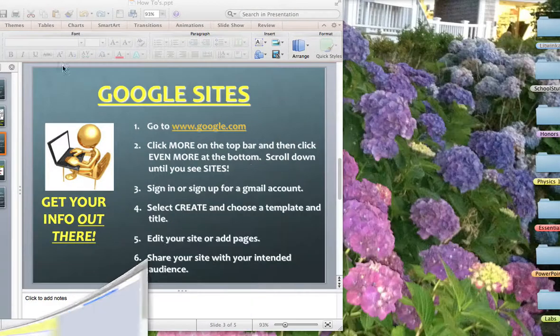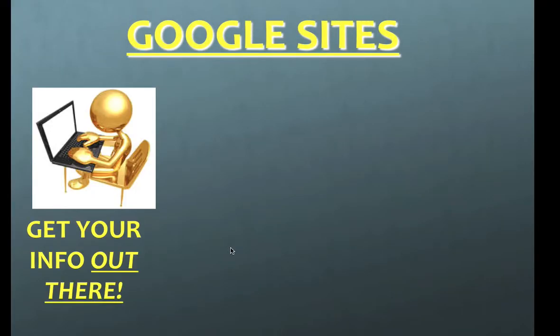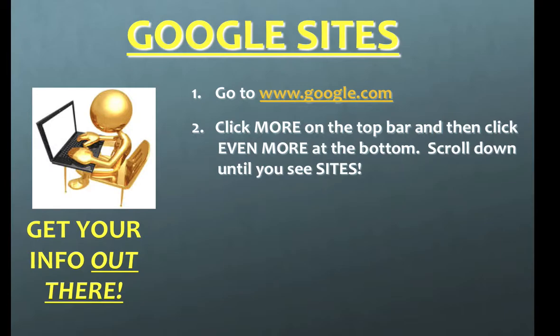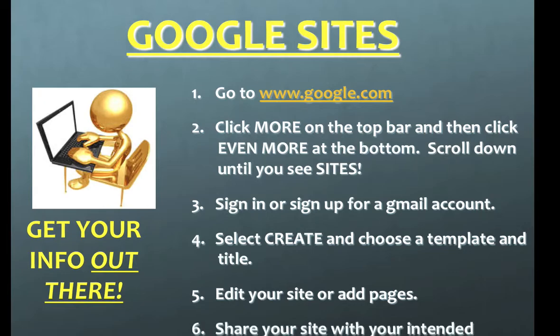Let's review really quickly just the basics of how to create and how to use Google Sites. Best way to get your stuff out there. First, all you do is go to google.com, click More, and then the Even More link at the bottom until you see Sites, and then click on Sites. You're going to have to sign in or sign up for a Gmail account. You're going to create and choose a template and a title. Then you're going to edit your site and add pages. The last thing you're going to do is you're going to share your site with your intended audience.